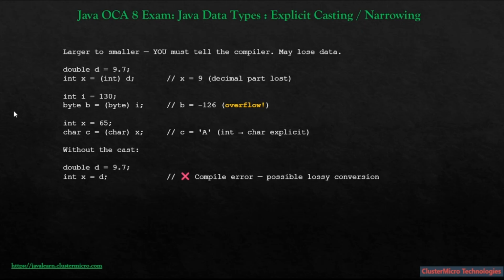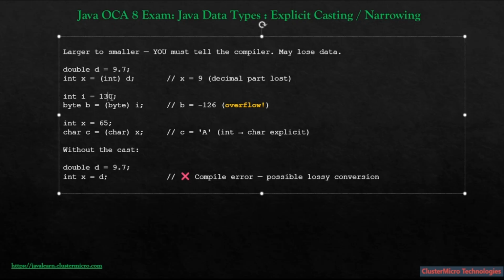int x = 65, and then char c. Again, char is smaller than int, right? So we are downcasting it, or narrowing it, and after narrowing, c will be 'A', because 65 belongs to 'A'.